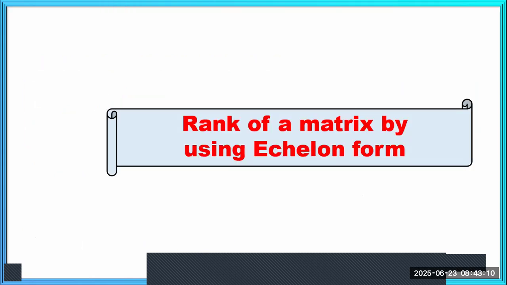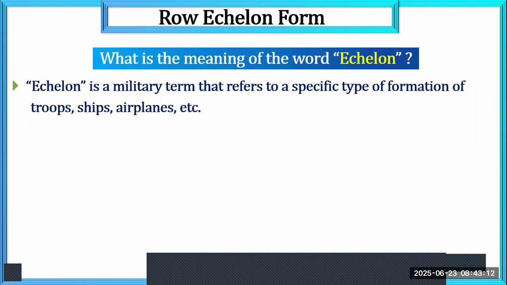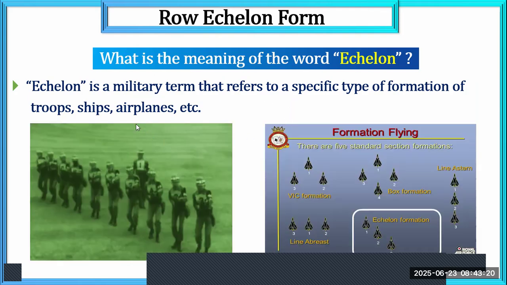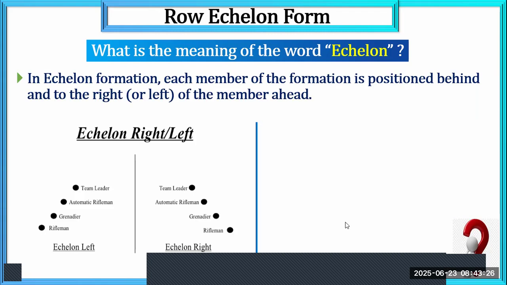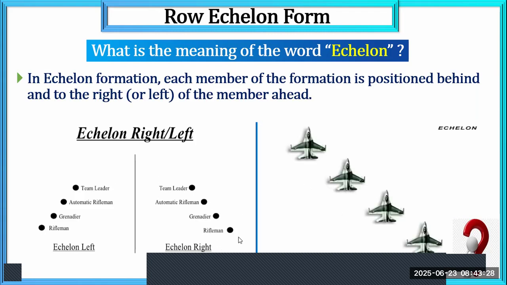Next, rank of a matrix using echelon form. First, let us see what echelon form is. Echelon is a military term that refers to a specific type of formation of troops, ships or aeroplanes. This is the left-handed echelon formation, and this is the right-handed formation of echelon form. It may be left or right.